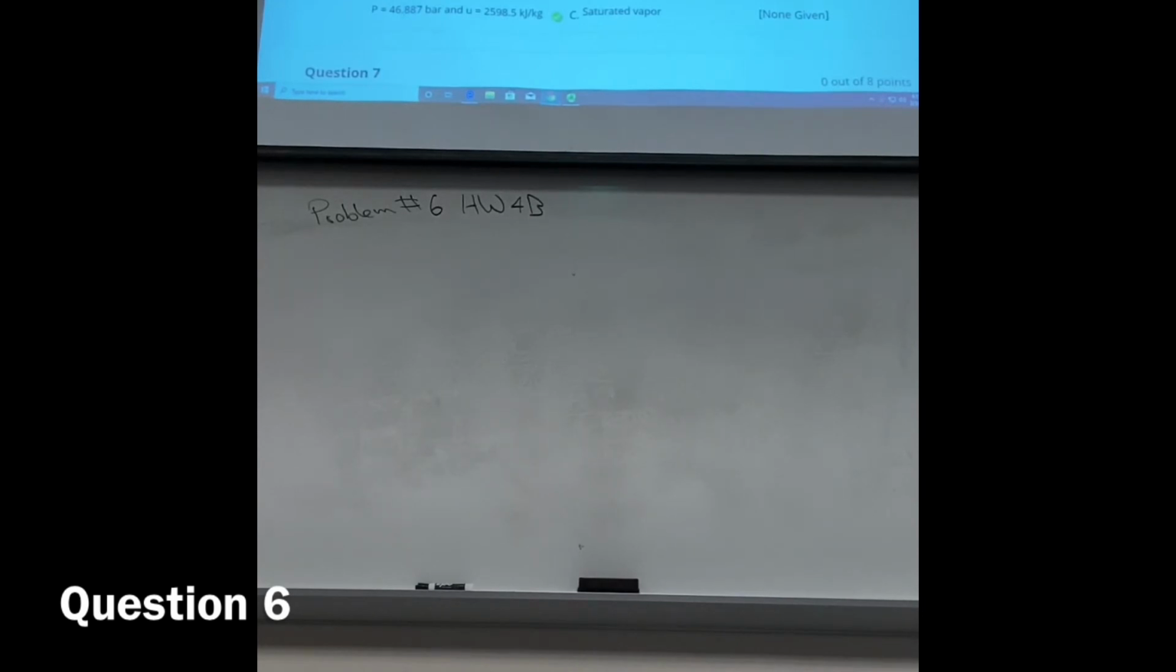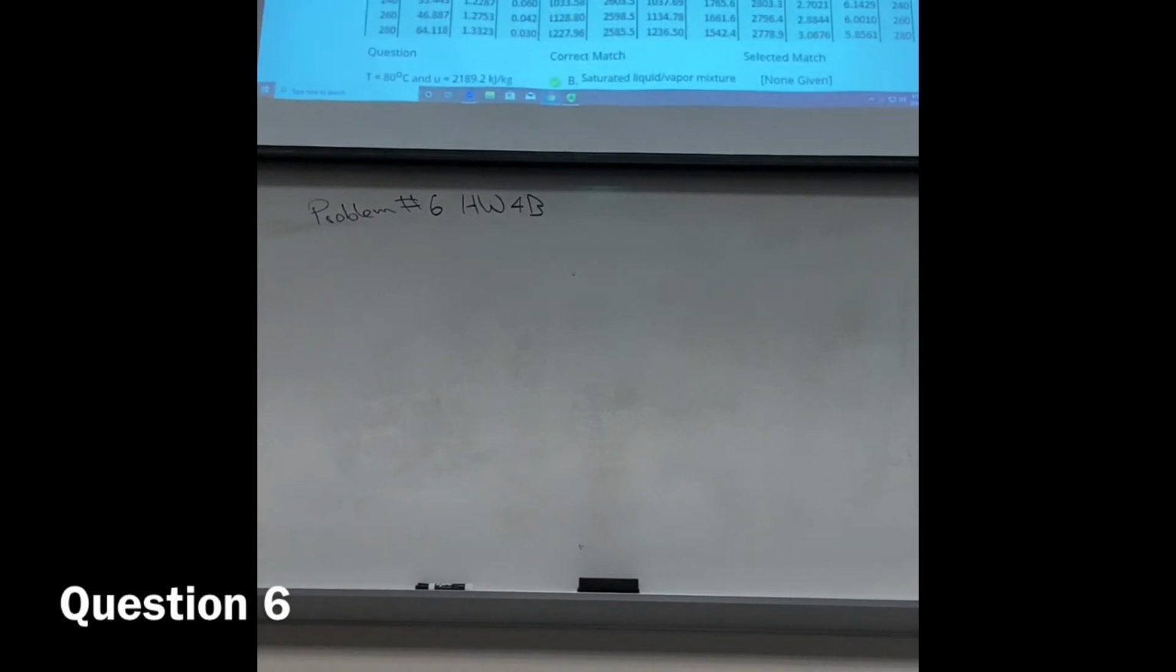46 bar, we're right here. So 46 bar, 0.887, and then the internal energy 2598.5. That's one of our limits. Let's just see what that is. That's UG. So this is saturated vapor also.